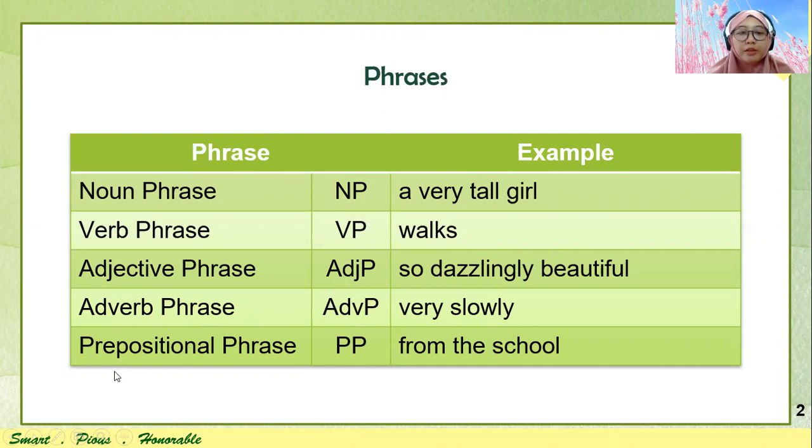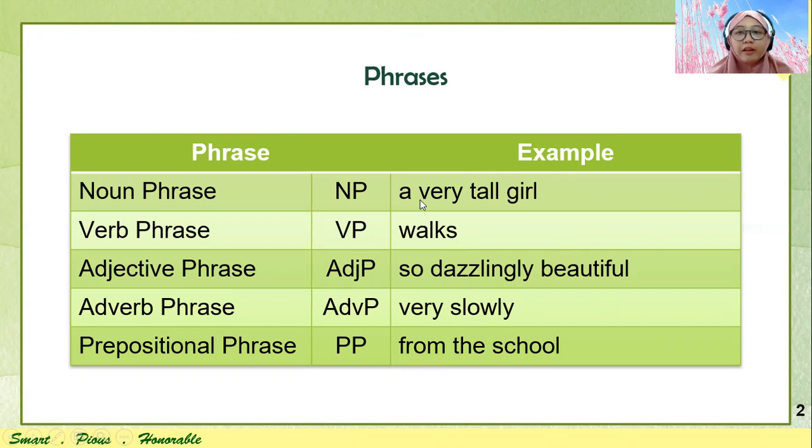And the next one, the last one, is prepositional phrase, PP. And the example, for example, from the school. So from here is a preposition, yeah. So if you take a look at the examples here, you will note that there is always one main word for each phrase that defines the phrase.